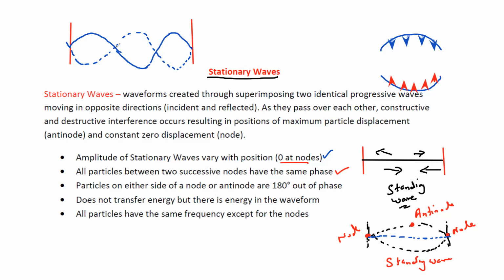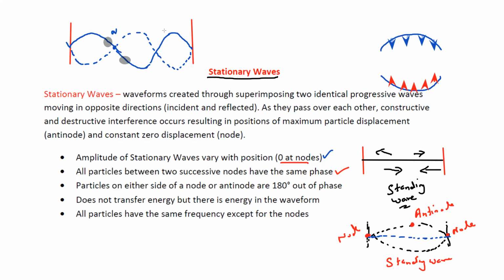So for example, this is a node. The particles which are on opposite sides, either side of a node or antinode, are 180 degrees out of phase. What does it mean? It means, for example, when we take the particles on the left hand side of this node and we take the particles on the right hand side.